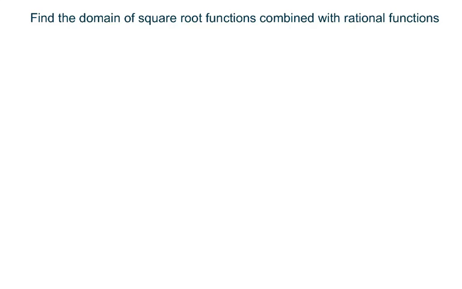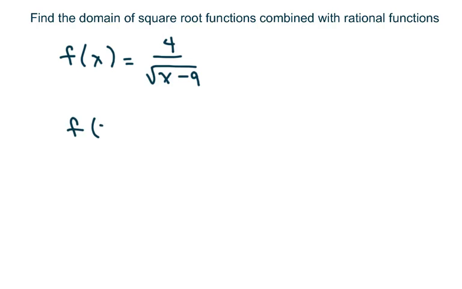Hi everyone, we're going to find the domain of square root functions that are combined with rationals. So they're kind of like this. The first one would be f of x equals 4 over square root of x minus 9. The next one would be f of x equals x over square root of x minus 4.